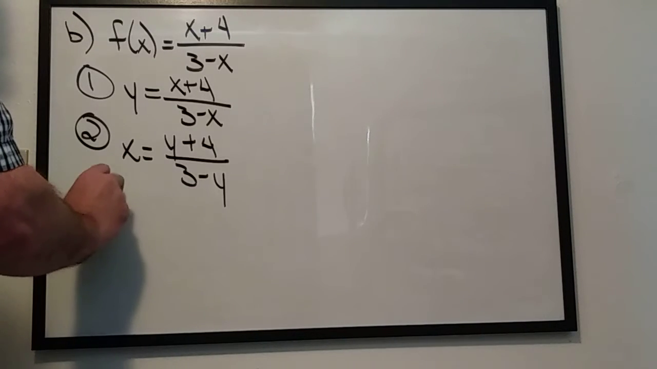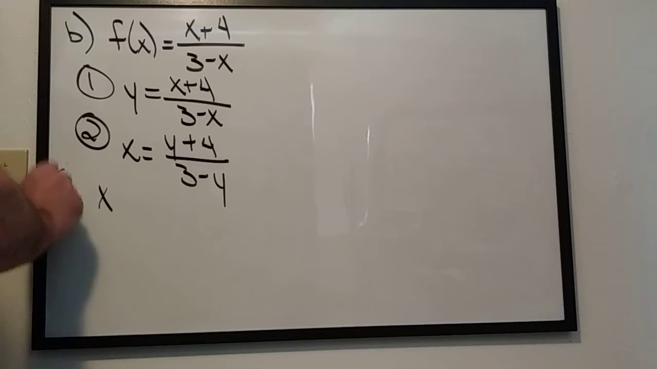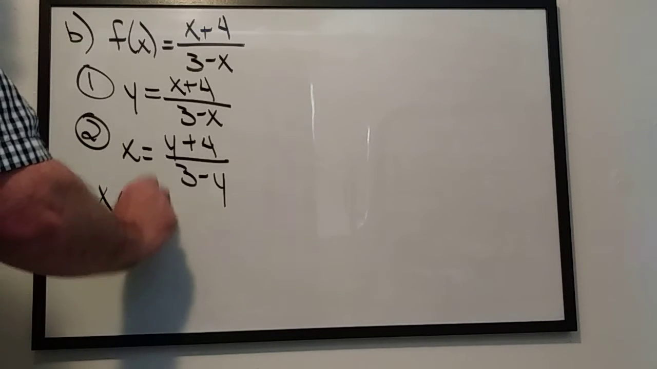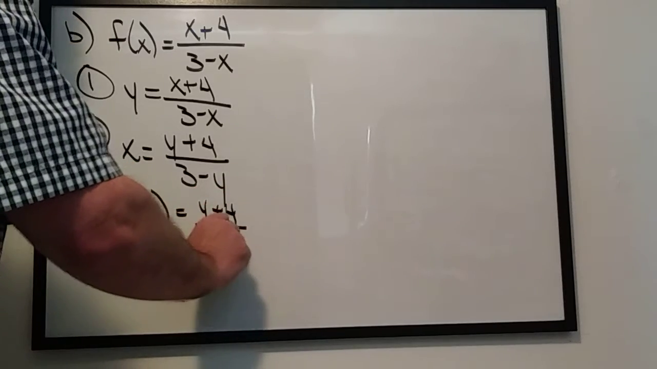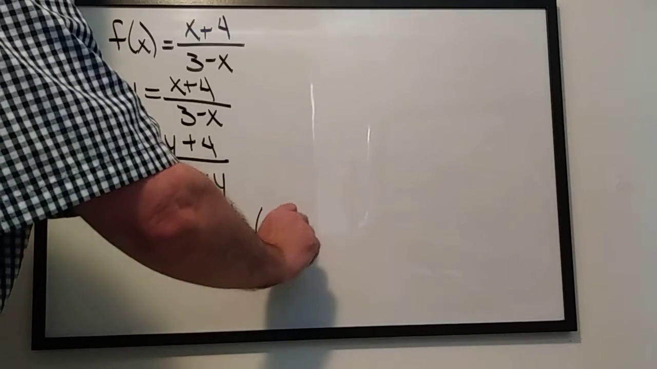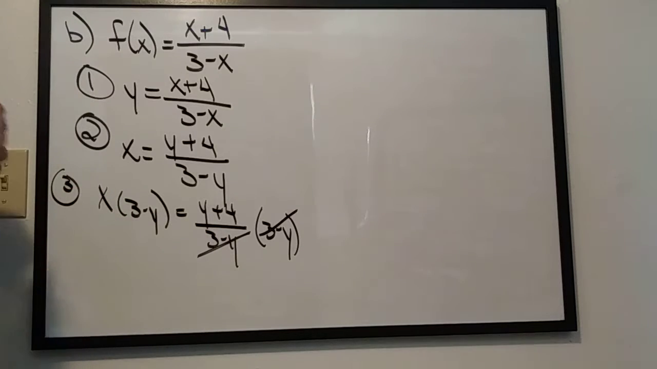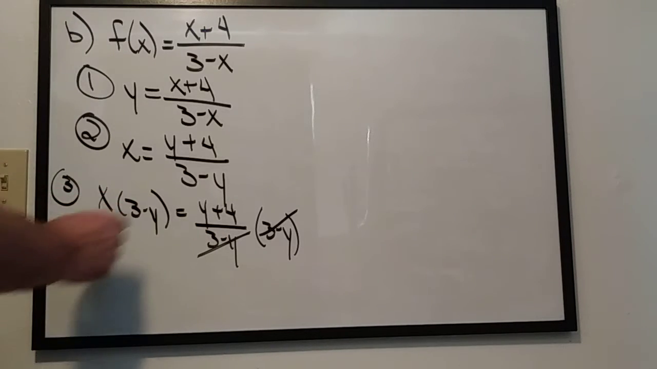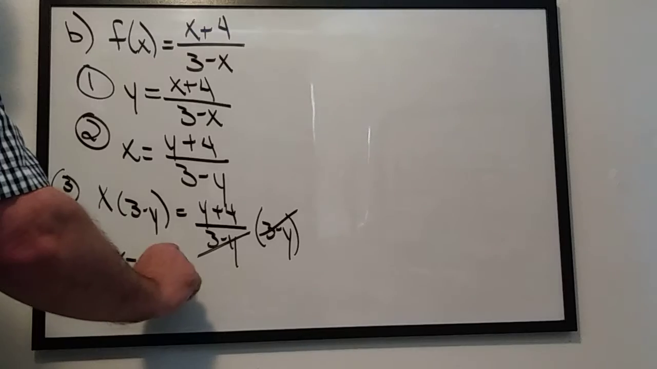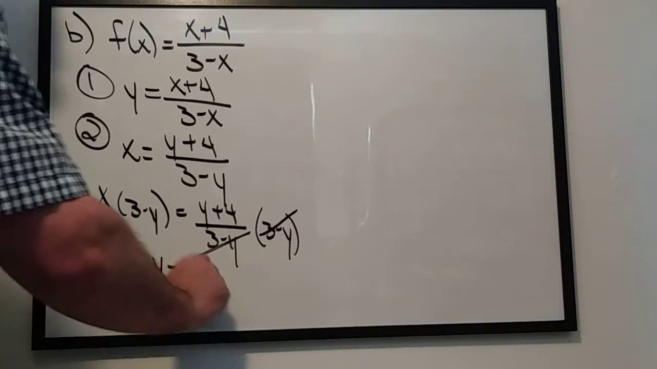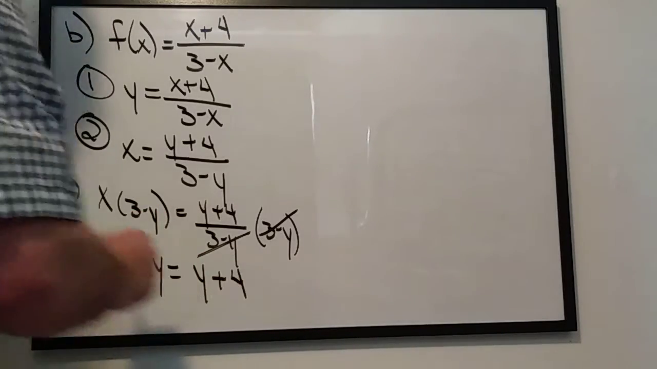So on the left-hand side, I would have x times 3 minus y. And on the right-hand side, we have y plus 4 divided by 3 minus y times the 3 minus y. Here, the 3 minus y's cancel. So on the left-hand side, this becomes x times the quantity 3 minus y. I can distribute that x. So we're going to have 3x minus xy, and that's going to equal y plus 4.